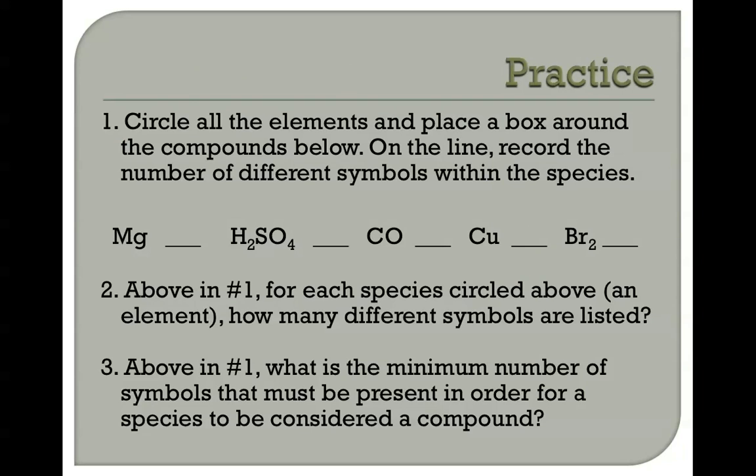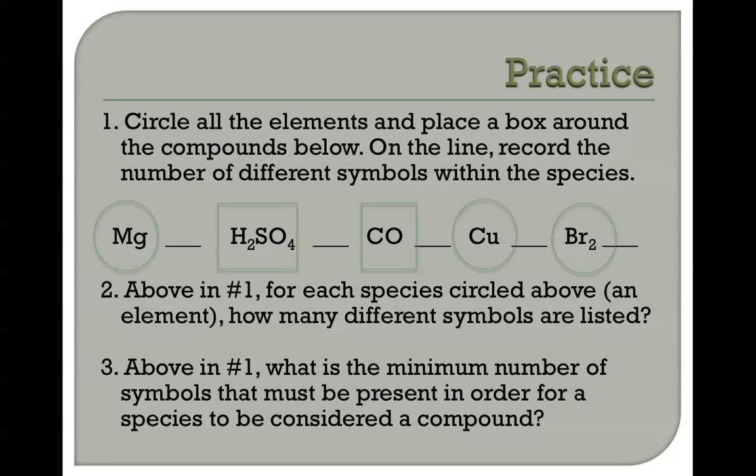Okay, so this is just some practice. You might want to pause it, go through all the questions, and then come back and check. So here you get to circle elements and box compounds, and really you should have been looking at chemical symbols to do so. We have the first one circled, the next two with a box because they're compounds, and then the last two with circles because they're elements.